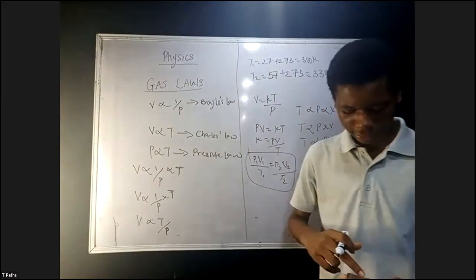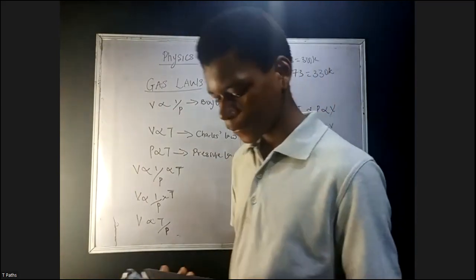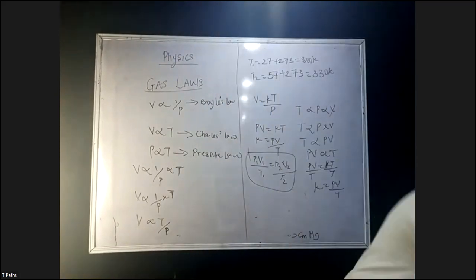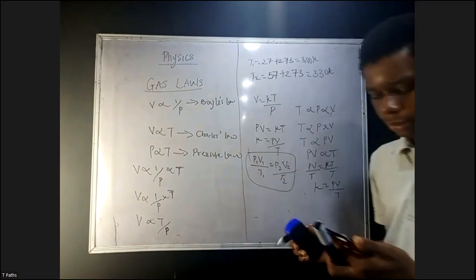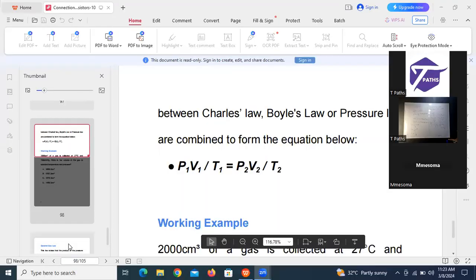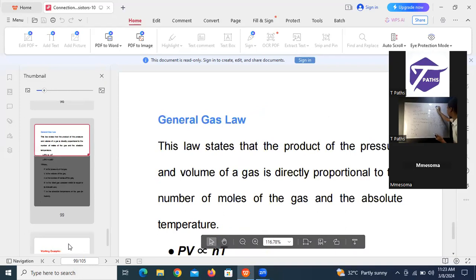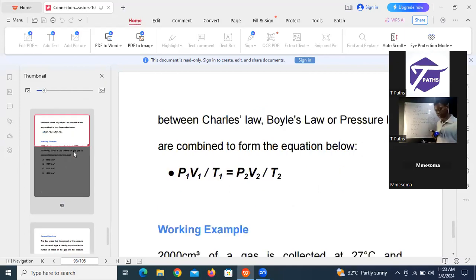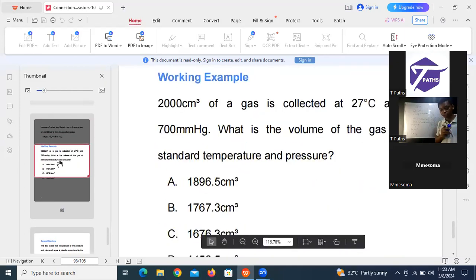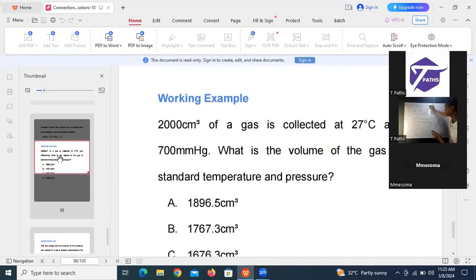All right, let's take an example quickly. The example says 200 centimeter cube of a gas is collected at 27 degrees Celsius and 700 millimeter of mercury. I think there's a mistake. The question is 2000 centimeter cube of a gas is collected at 27 degrees Celsius and 700 millimeter mercury. What is the volume of the gas at standard temperature and pressure?